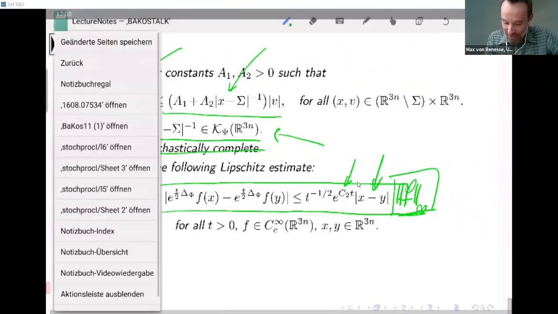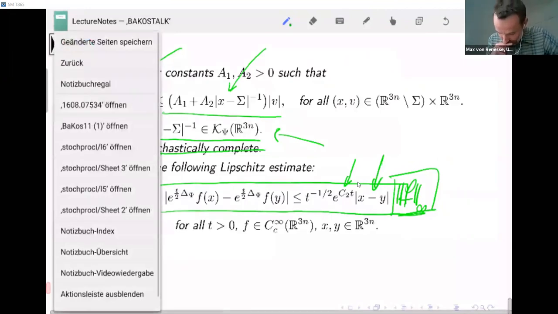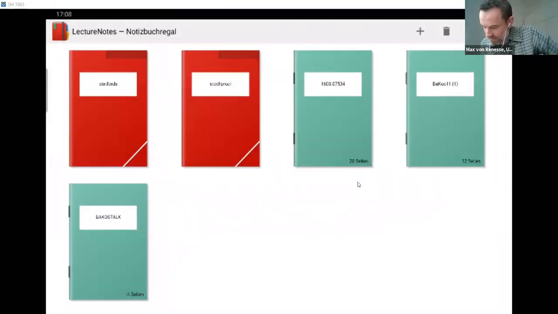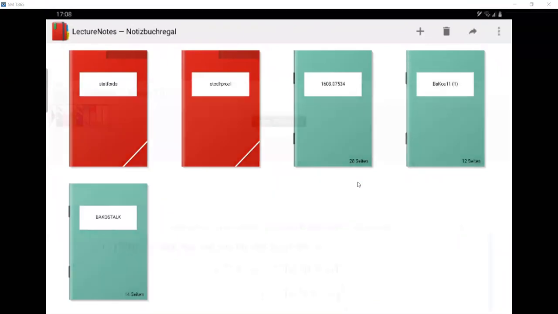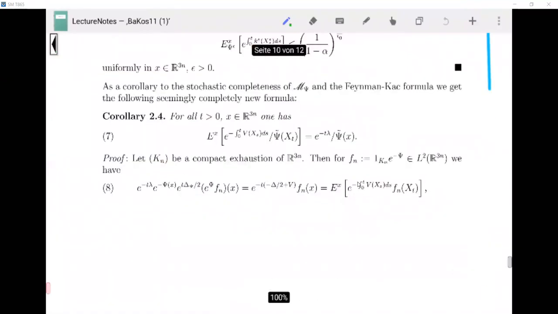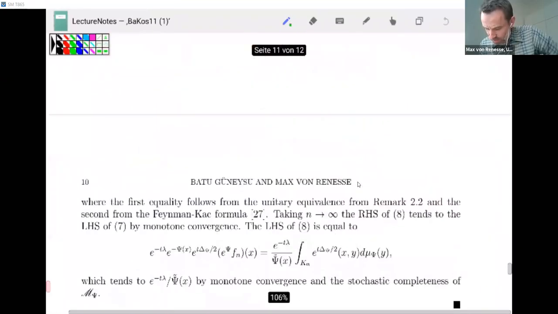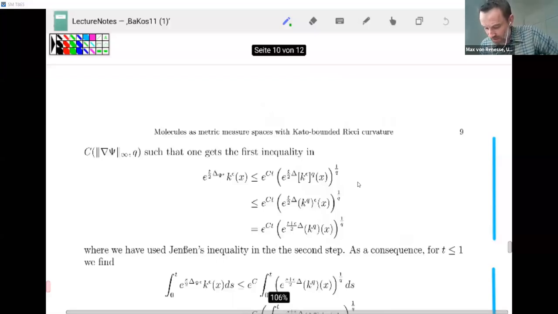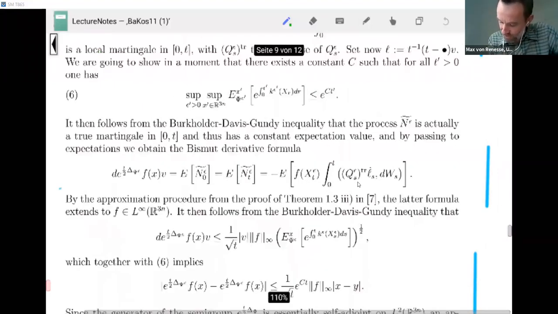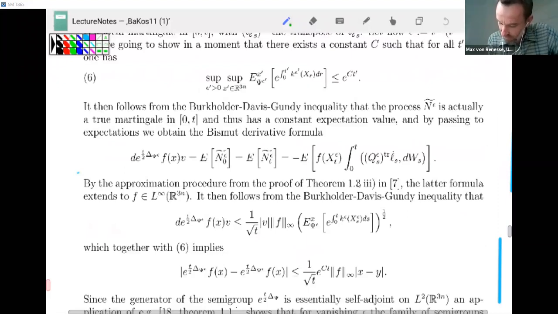Okay. I want to show you the important step in the proof. So the key to prove this is what is called the Bismut derivative formula. So this is now from the paper, obviously. Here is the Bismut derivative formula, which is some way of an integration by parts on path space. It's this formula here.